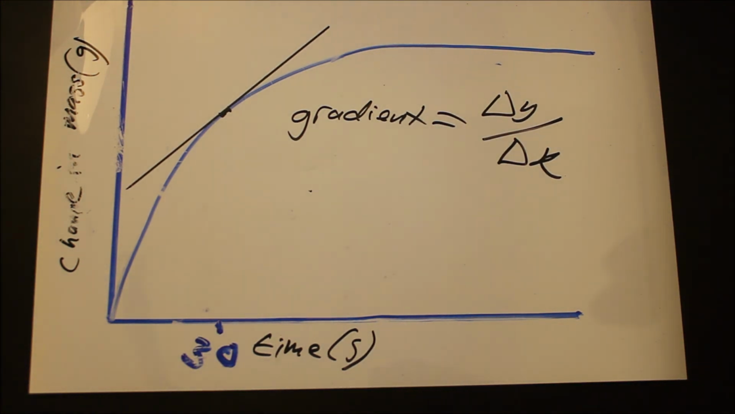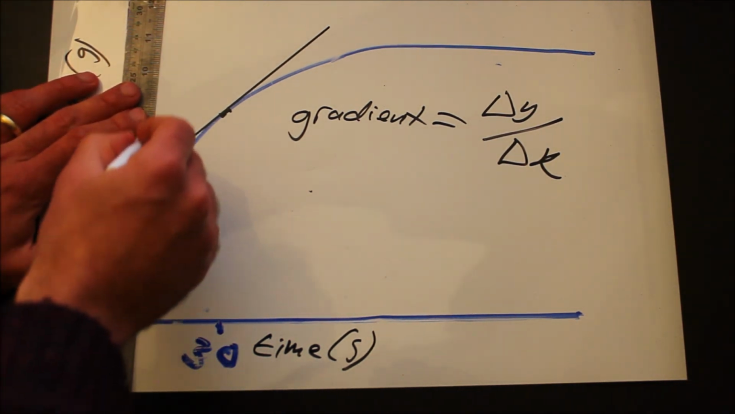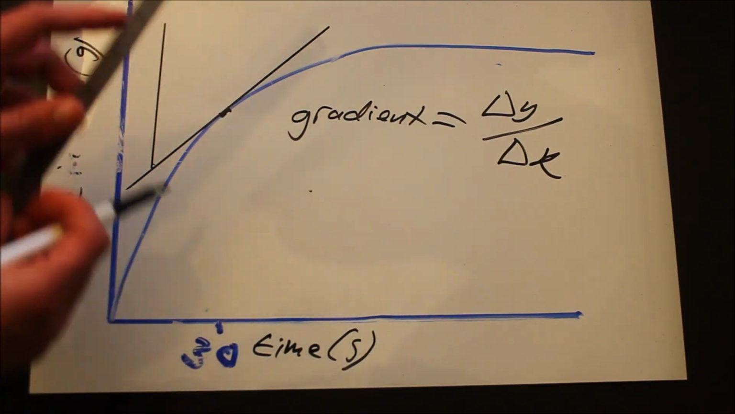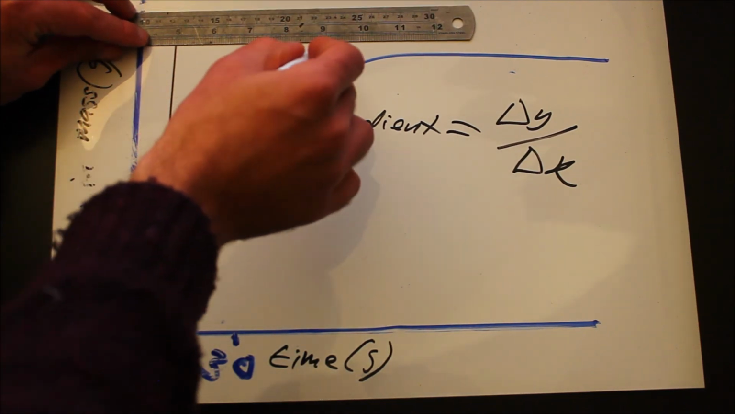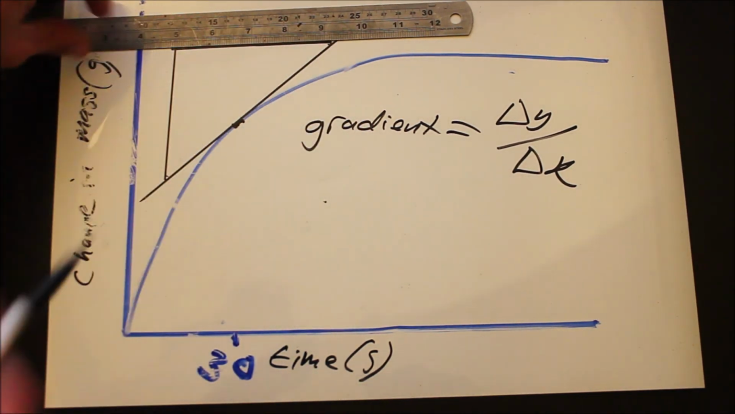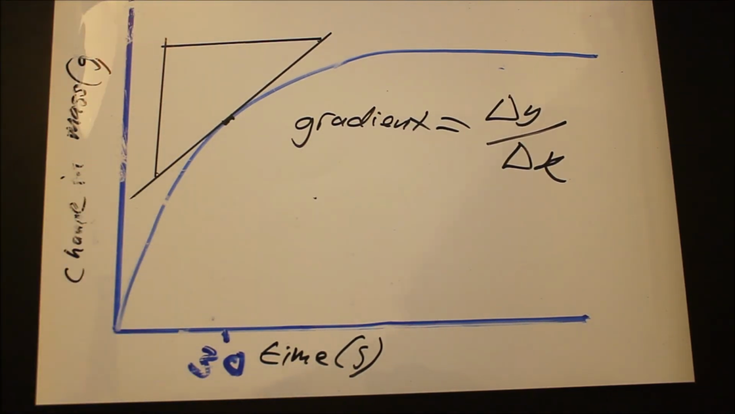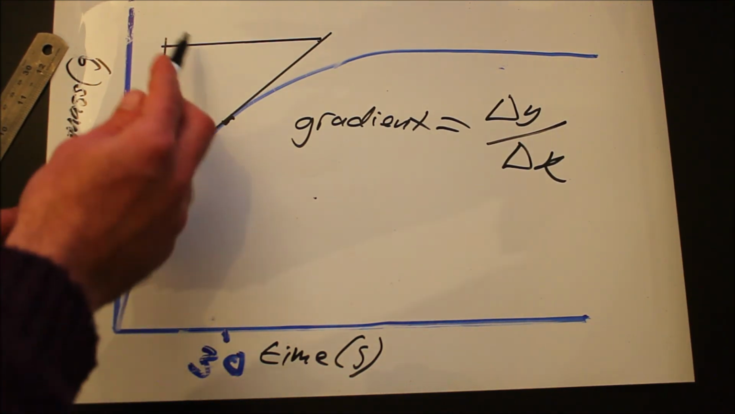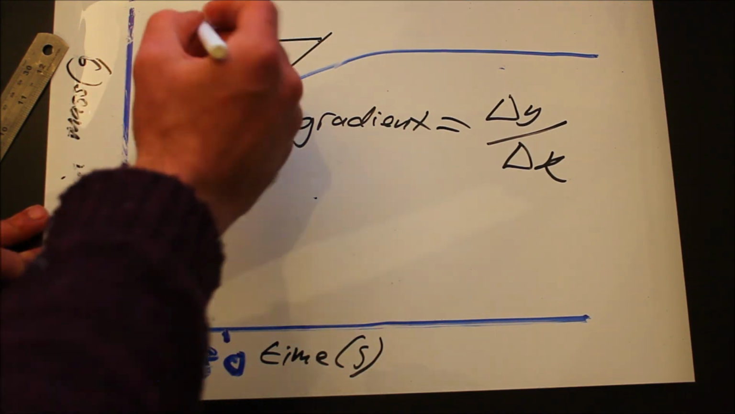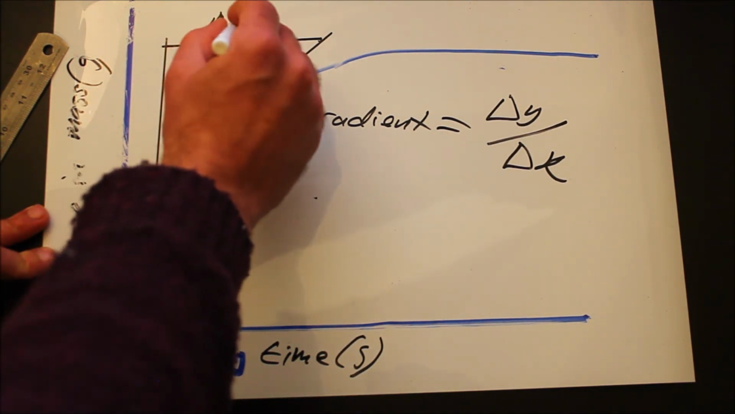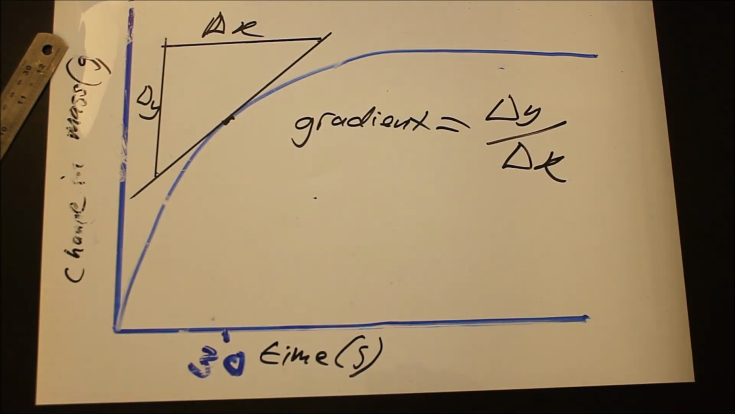Now, to work out what the change in y and the change in x is, you can use your graph paper and you can draw at an appropriate point a little triangle on your tangent. So let's make that about there, following the lines on the graph paper. So now we've got our little triangle, and this will tell us what our change in time is and our change in mass. So this is our y, change in y, this is our change in x. So change in x. And you're going to have to count on the graph paper what that is.